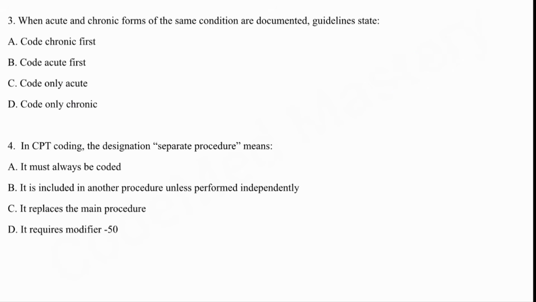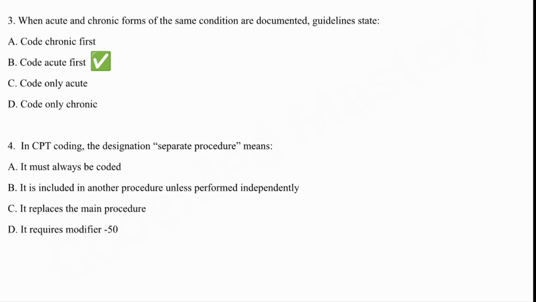The right answer is option B, code acute first. ICD has a specific rule. When both acute and chronic forms of the same condition are documented and there are separate codes for each, you assign both. But acute code should be sequenced first. We should never overthink these rules, okay? Always remember you have to code acute first. Acute outranks chronic for sequencing. Next question.